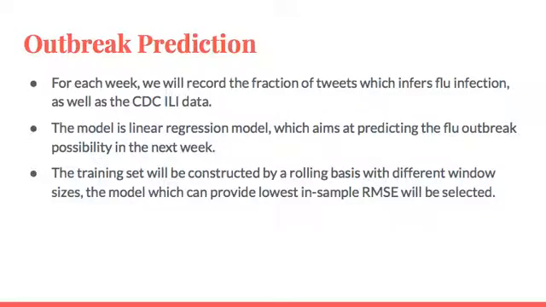The next part is the prediction. For the prediction model, for each week we record the fraction of tweets which are about real flu infection, as well as the CDC illness data. The model we use is a linear regression model for the prediction, and the training set is constructed on a rolling basis.